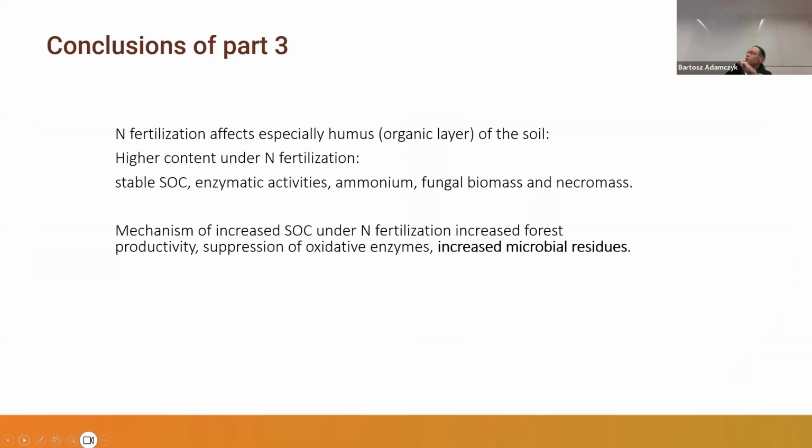So it is just a conclusion about which I was talking. The main mechanism was just increased plant litter and fungal biomass, which is later stabilized as necromass in the soil. And these things, at least in this specific site, which was really nitrogen limited, were really working to increase organic carbon after many years of the experiment.